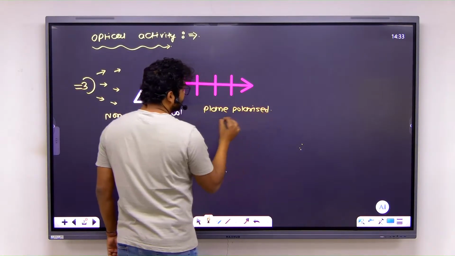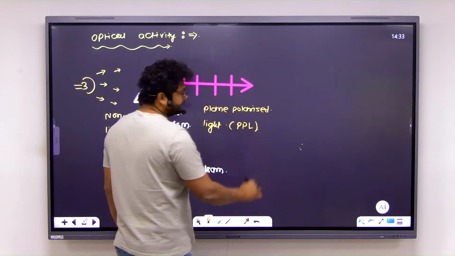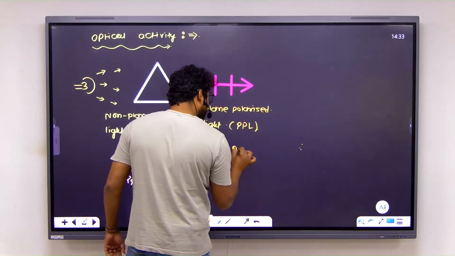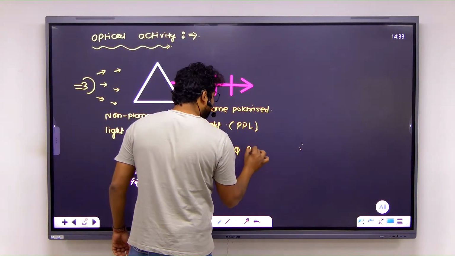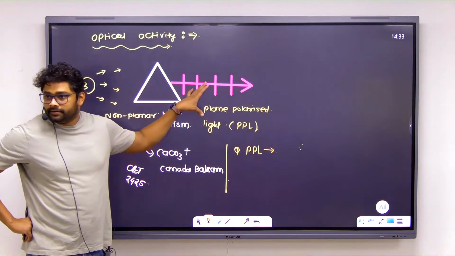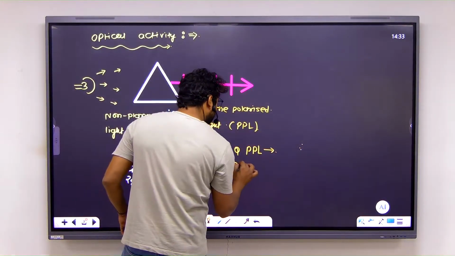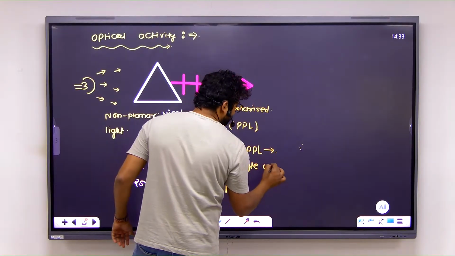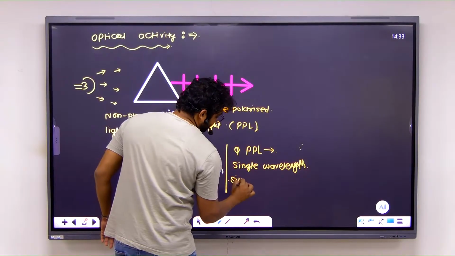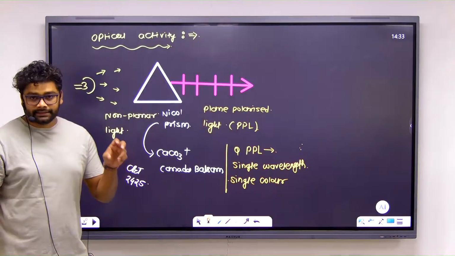This plane polarized light is what we call it. In short, we call it PPL. You can also get a State Board question: what do you mean by plane polarized light? A light obtained by passing through a Nicol prism. A light having a single wavelength. The light with a single color. That type of light is known as plane polarized light.